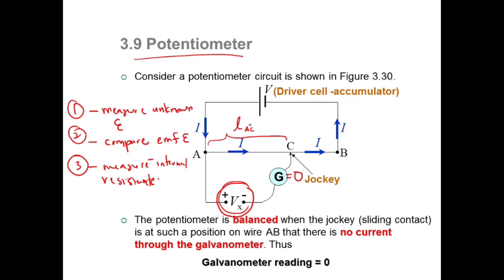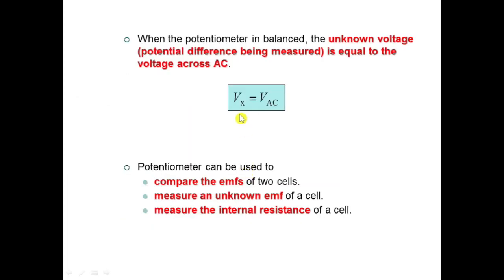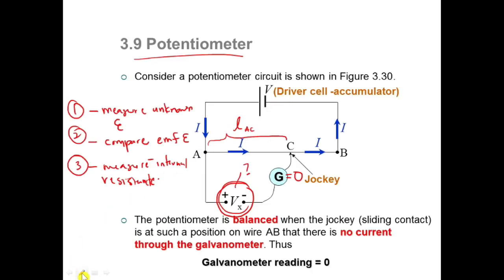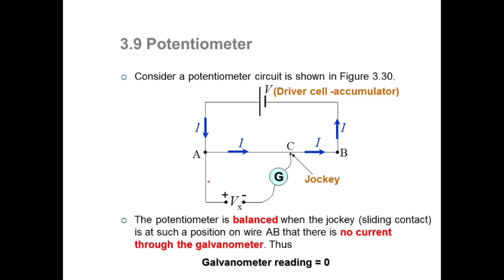By having this value, we can determine the voltage here. How? When the galvanometer shows a value of 0, that means Vx equals VAC. This is the concept. In this diagram, the voltage across the EMF Vx is equal to VAC. When these two have the same value, the galvanometer shows 0 reading.